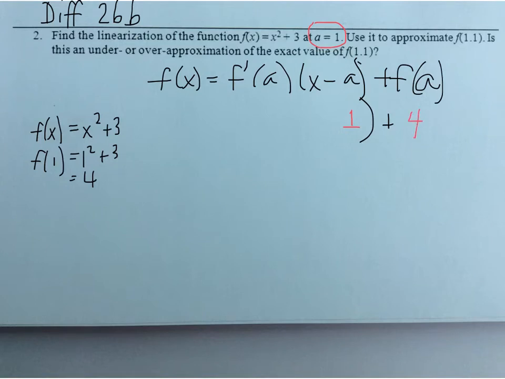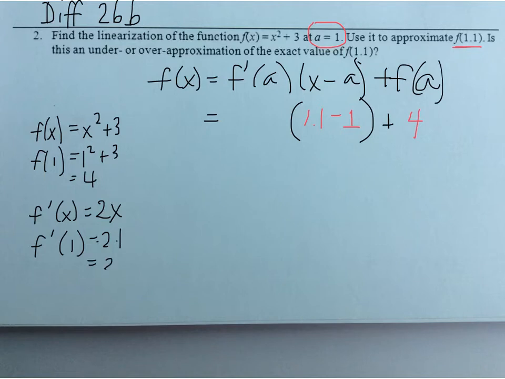We know that the place that we want to approximate is at 1.1. That's what it says here. So my x is going to be 1.1. And the other thing that I need is f prime of a. So if f of x is x squared plus 3, we know its derivative is 2x. So then the derivative at 1 is 2 times 1, which is 2. Okay, so the derivative at a being 1, is 2.